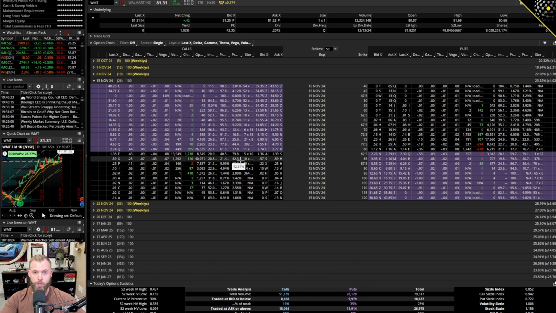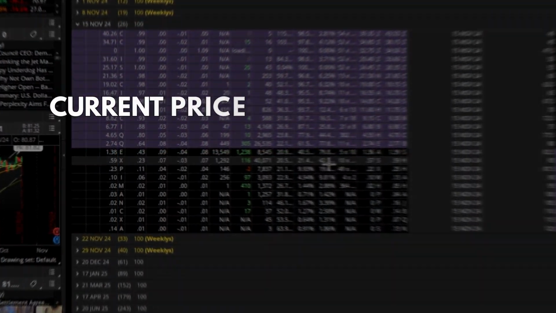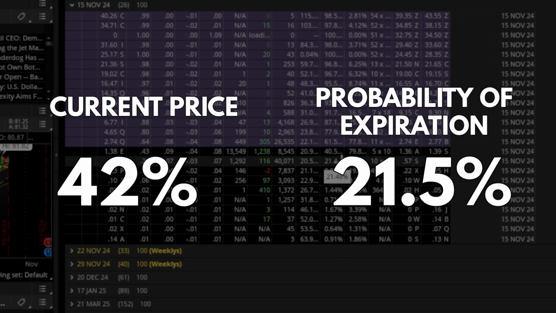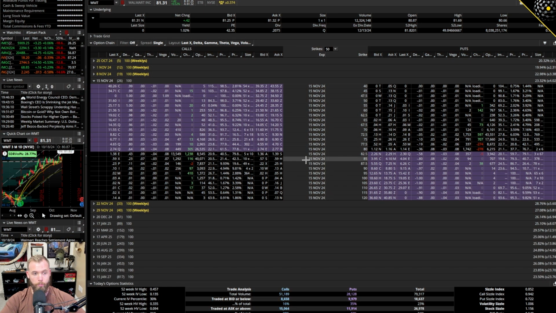The probability of a touch is what is the probability of the underlying touching that strike sometime before expiration. And right now it's priced at 42%. And the probability of it expiring in the money is 21.5%. So this is the probability of Walmart closing above, in this case, 85 in 26 days.